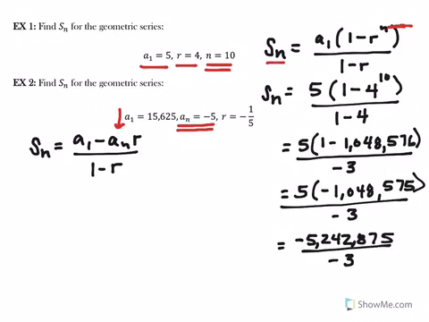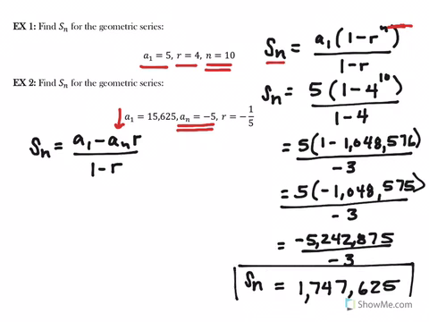A negative divided by a negative will become a positive. And our final answer to the sum of this geometric series is 1,747,625. So again, it's just kind of quick plug and chug math. You have to be careful, especially when you are inputting this into your calculator, if you're not doing one piece at a time, to be careful about how you use your parentheses and how you input this.